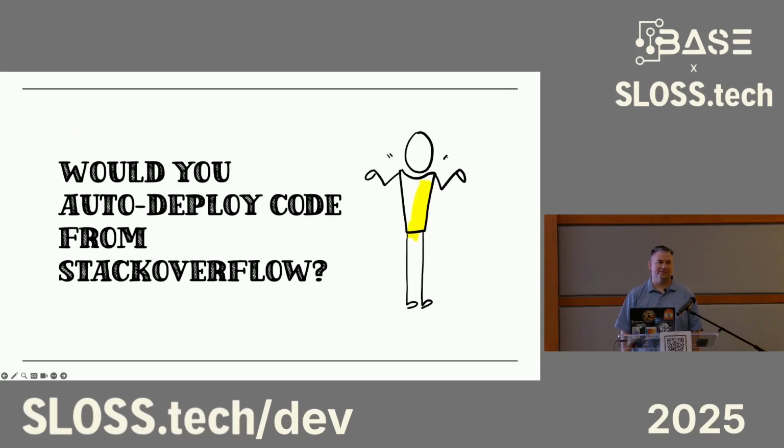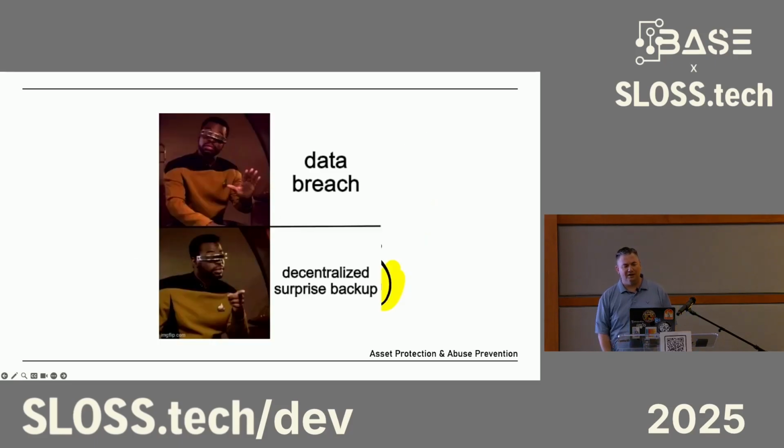Let me ask you a question. How many of you were vibe coding before ChatGPT? Stack Overflow, right? Would you auto-deploy from Stack Overflow? No! No, I do believe you get fired for that. So I'm going to let you all decide if this is a data breach or a decentralized surprise backup.